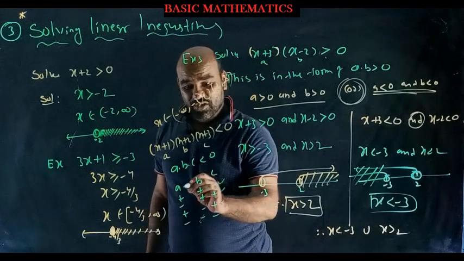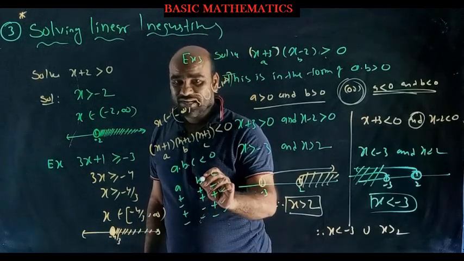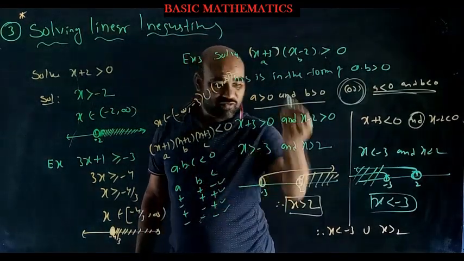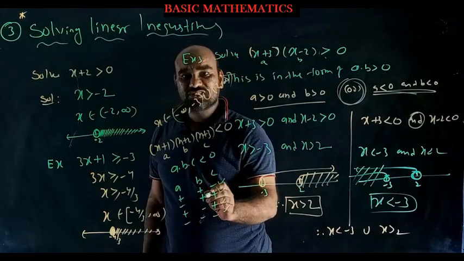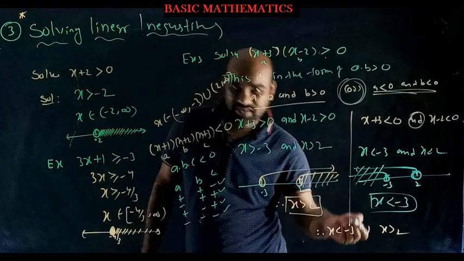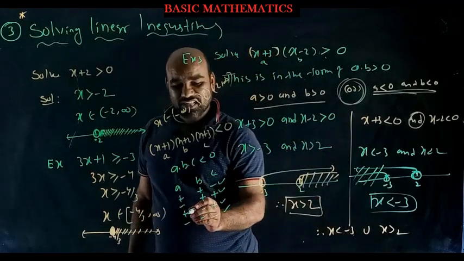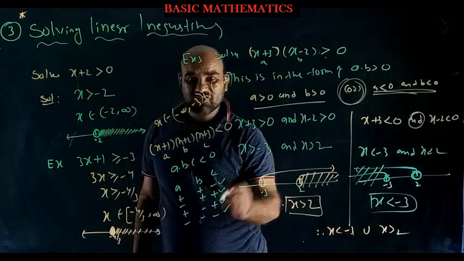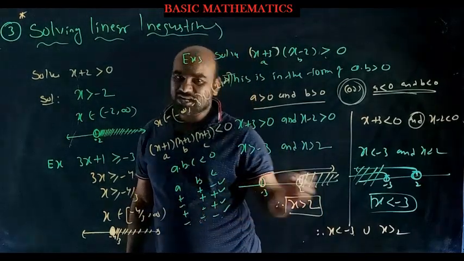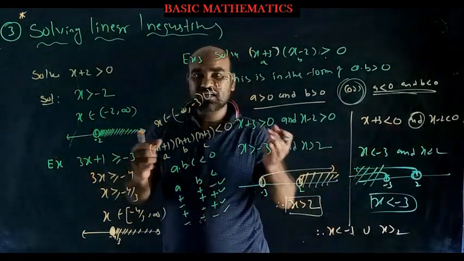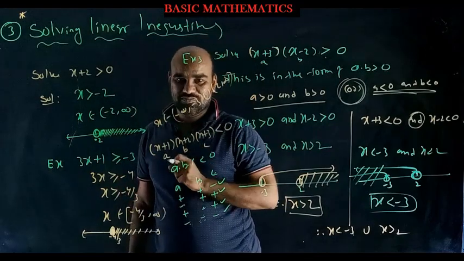Means A greater than 0, B greater than 0, C less than 0, we get one common x. A less than 0, B greater than 0, C greater than 0, another common x. A greater than 0, B less than 0, C greater than 0, another common x. A less than 0, B less than 0, C less than 0, another common x. So we need to combine all those. That is the required solution of this problem.